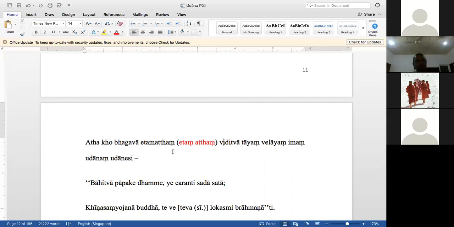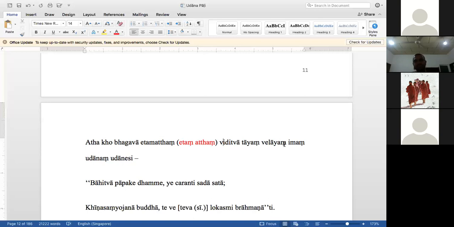In every sutta in the Udana you can find Atha kho Bhagava Etamattang Viditva. So what is this Attang meaning? It depends on the sutta. The commentary of this sutta explains the meaning of the word Brahmin, the real meaning of the word Brahmin. Real meaning means not the conventional. Ultimately, what Brahmin means. Having known that meaning, Viditva, having known, Tayang Velayang, at that time.